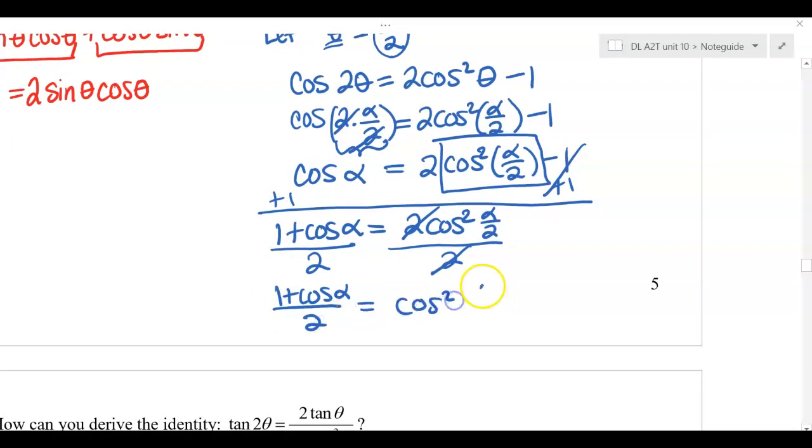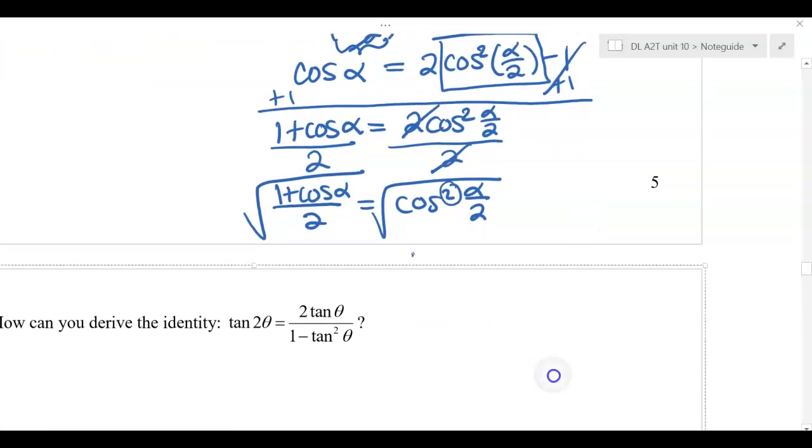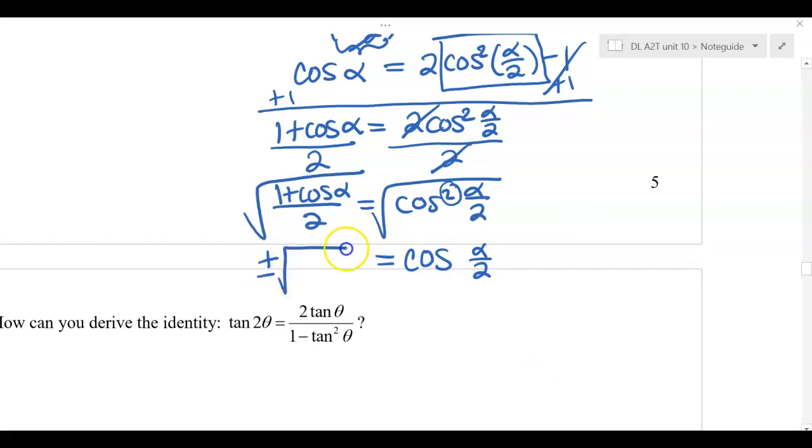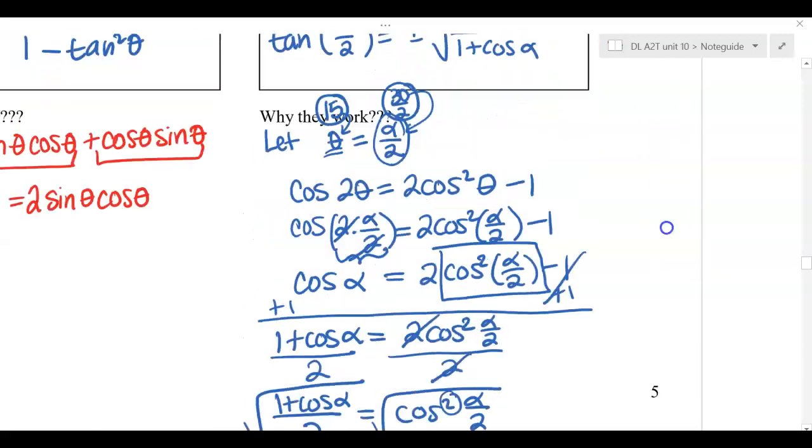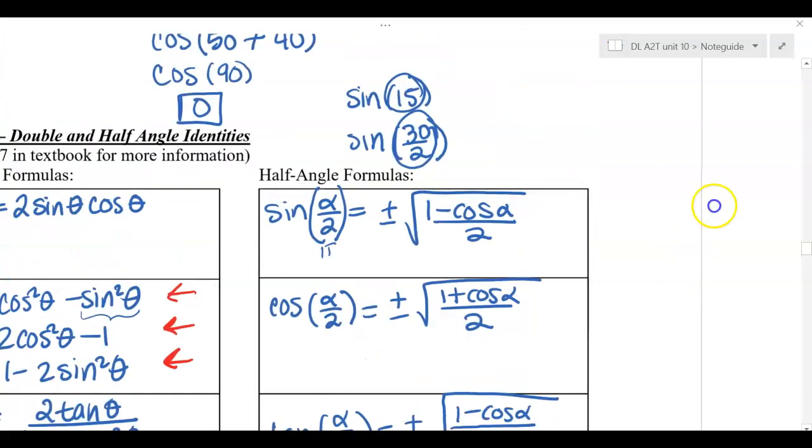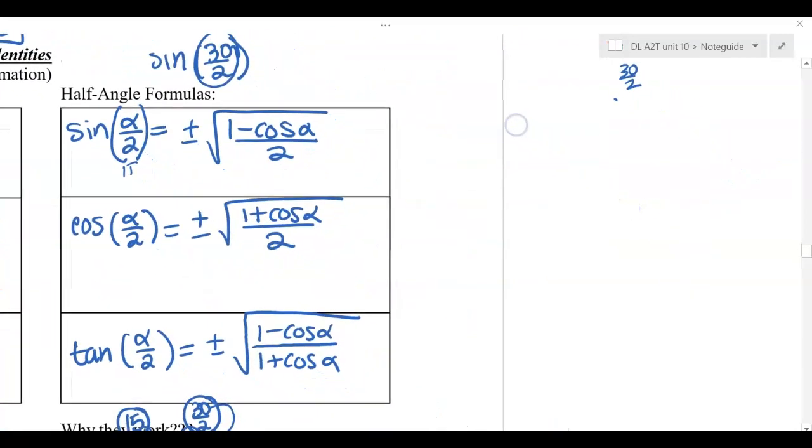Then lastly here, this is a good formula except for that this is squared. So if I don't want that squared, I'm going to rewrite it like this. So cosine of alpha over 2 equals plus or minus, because I square rooted both sides to solve this. And that's how I would derive it. So you could do some version of that to derive all of these formulas here. We're not going to keep doing that, but that's the case.